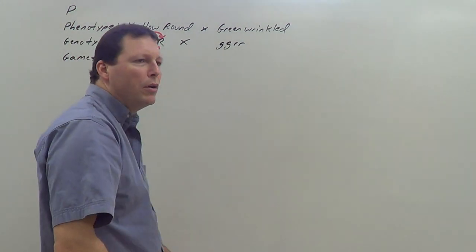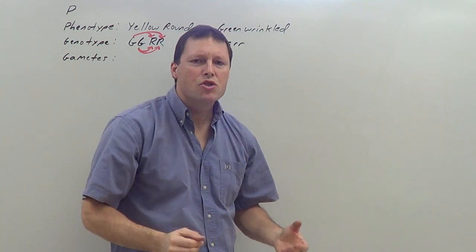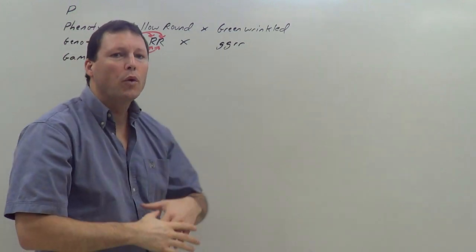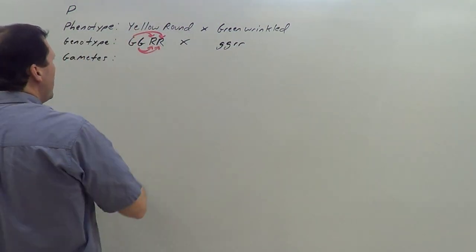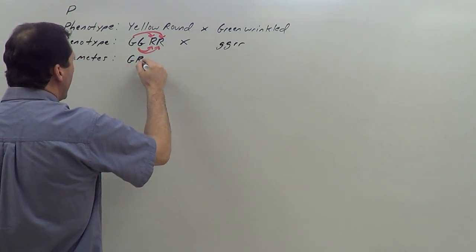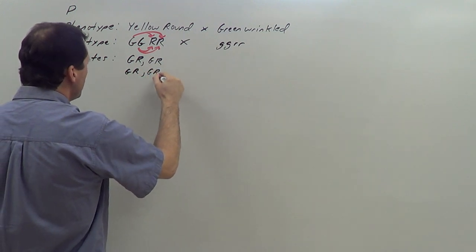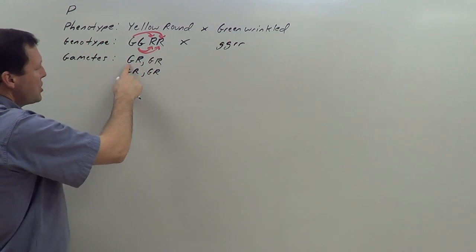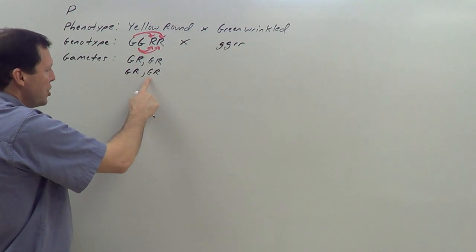Now remember, your gametes are going to contain one of each type of gene. So in this case I want one G and one R for each gamete. So let's go ahead and write those down. This is pretty easy here because all my gametes are going to be capital G, capital R. Capital G, capital R, capital G, capital R. And you can see that each one of my gametes has one of each type of letter, a G and an R.